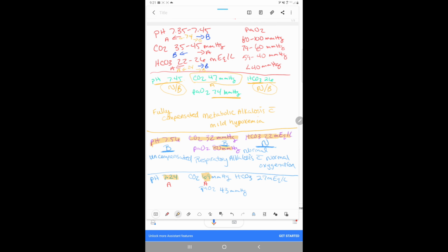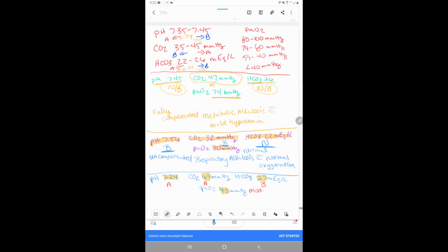Then you're going to look at your bicarb. It's 27. 27 is out of range. It is also going to the right, which makes it a base. And then just looking at your oxygen, it's 43. So 43 range, that will put it at a moderate. Okay?